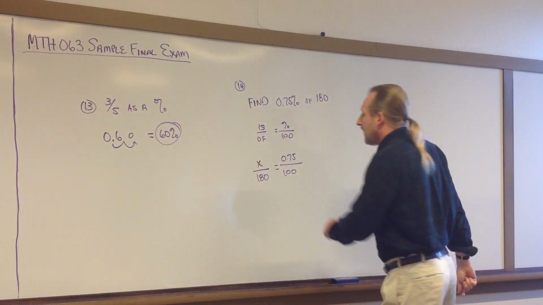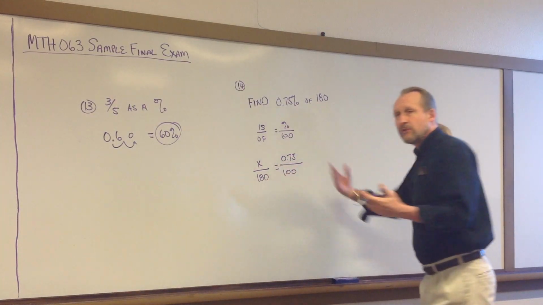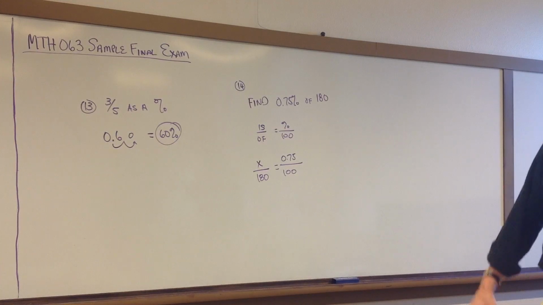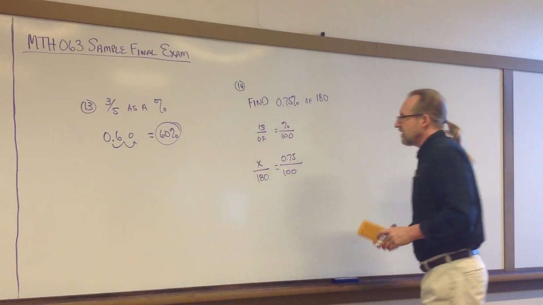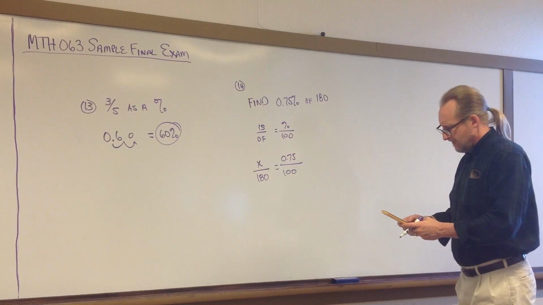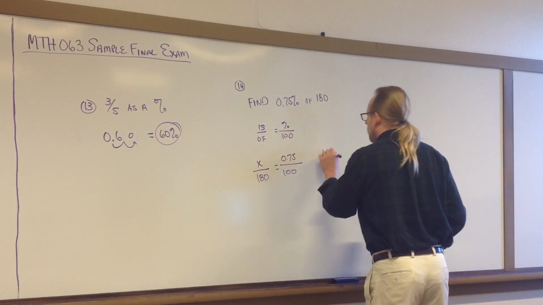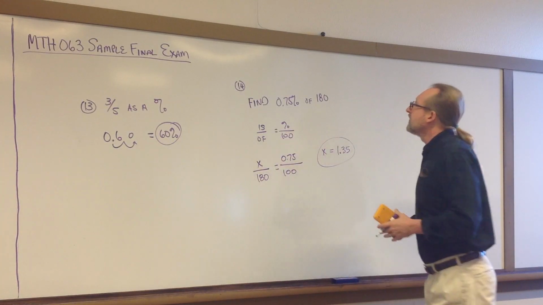All right, so now we have to multiply these two and divide by 100. You can think of it as solving an algebra equation or not. You can think of it as multiplying these two and dividing by 100. So let's see, 180 times 0.75, and then we have to divide by 100. So 1.35. And there we go.